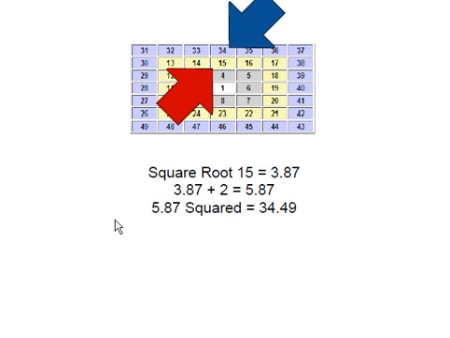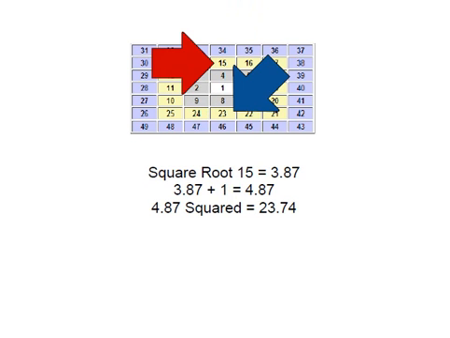What we'll do is take the square root of 15, which is 3.87, add 2 to the square root of 15, and square that number, which results in 34.49, rounded down to the nearest integer is 34. So now we can see how the position of the number 34 relates to the position of number 15.